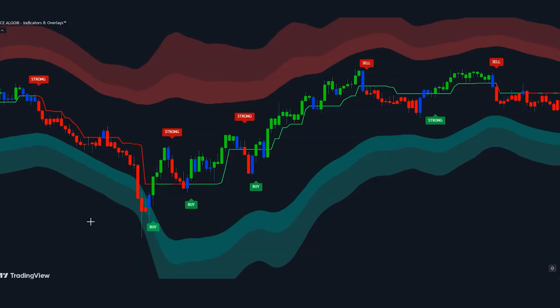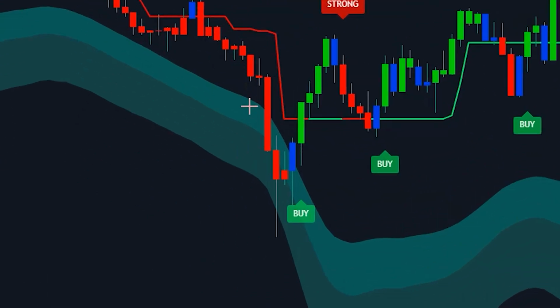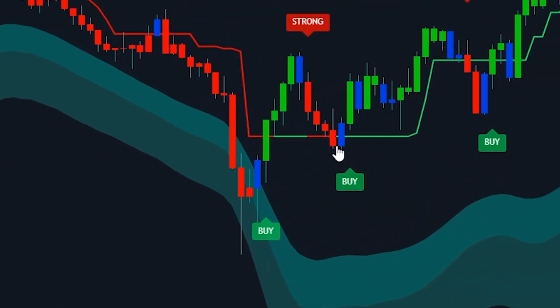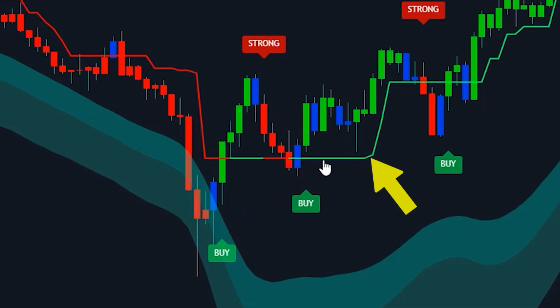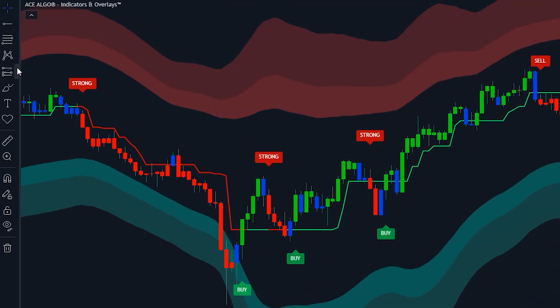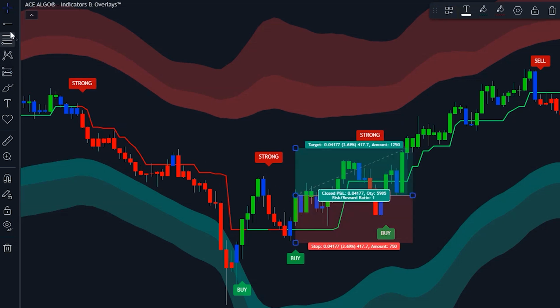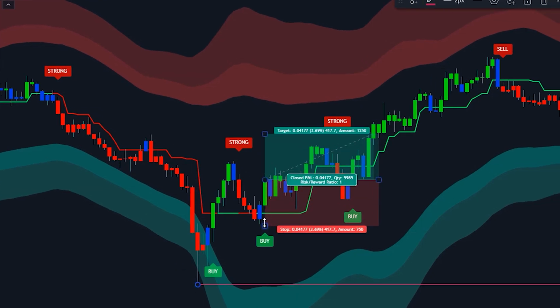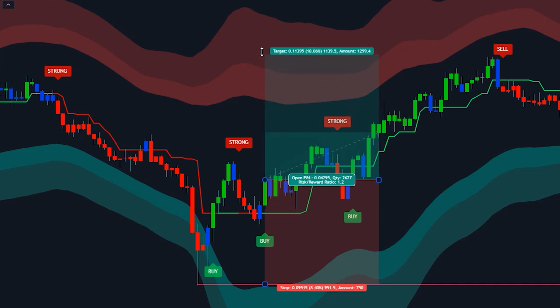When entering a long trade, wait for the price to enter the lower reversal zone. Then ensure the trend finder turns green as the first confirmation. Next, look for a buy or strong buy signal, making sure the candle closes above the trend finder for validation. If all criteria are met, enter the trade, setting your stop loss to the recent low and targeting a 1.5 risk to reward ratio.